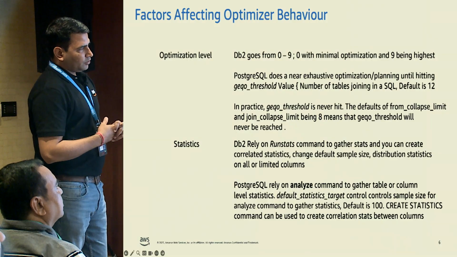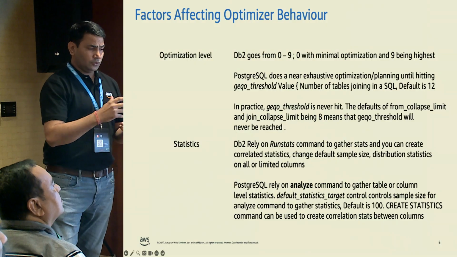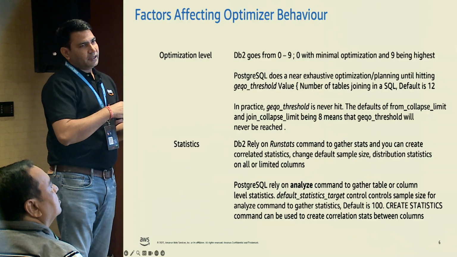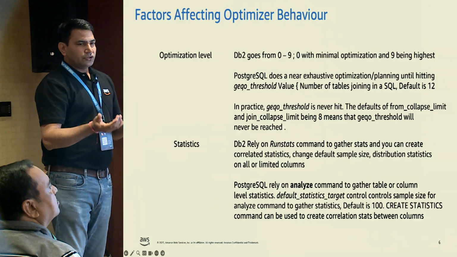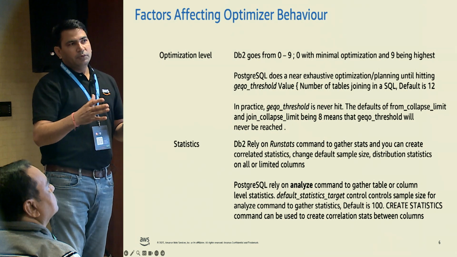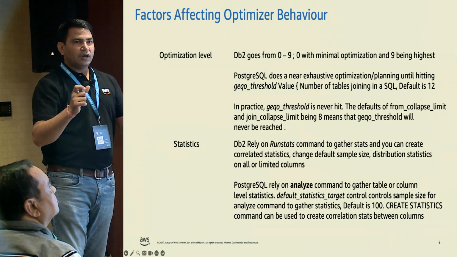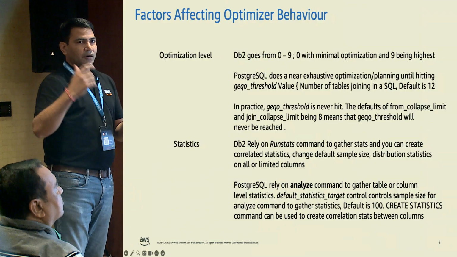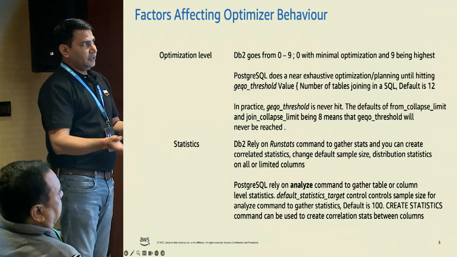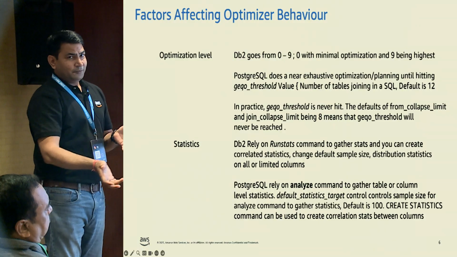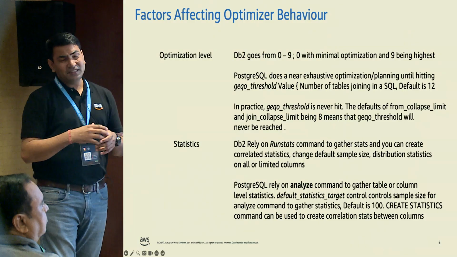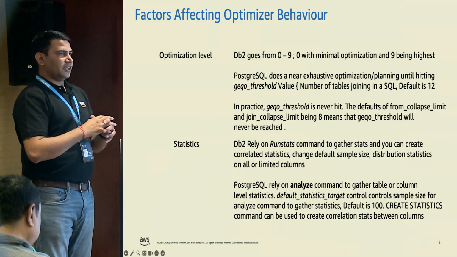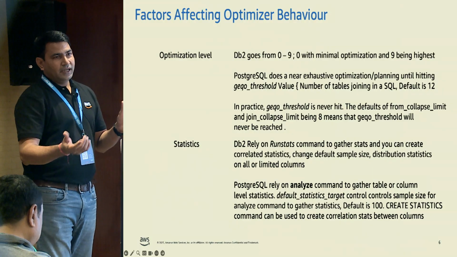First one I'm talking about is optimization level. Folks from DB2 would know that there is something called optimization level that you can give. The higher the level, the more time the DB2 optimizer spends to come up with the right plan, so the planning time is higher, but you get a better plan out of it. The levels are from 0 to 9. But on the PG side, there is nothing called optimization level. It always tries to find the best plan possible.